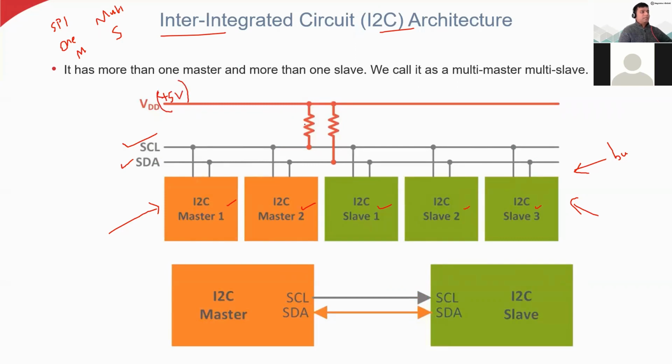These pull-up resistors, in case the line goes into floating mode or too heavy a load, will bring SCL to logic high instead of floating. So this is the specialty of I2C. I2C has more than one master and more than one slave, so we call this a multi-master, multi-slave mode.